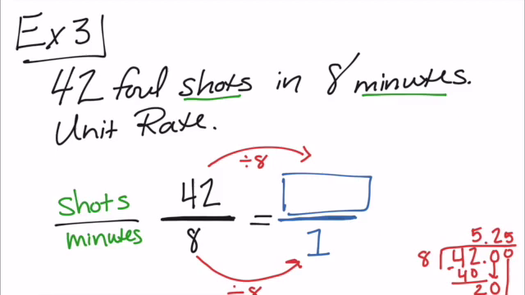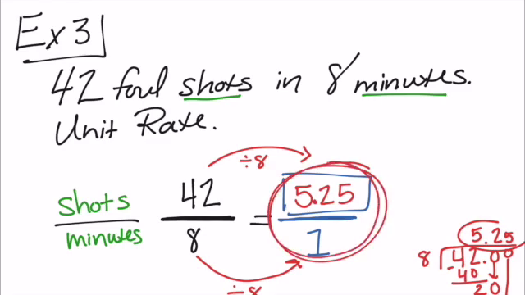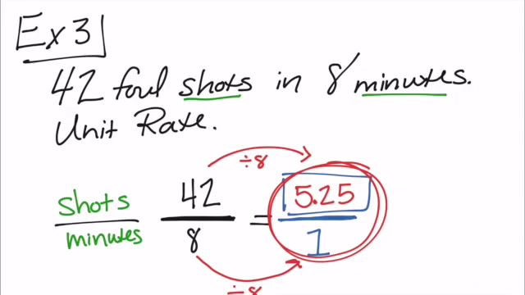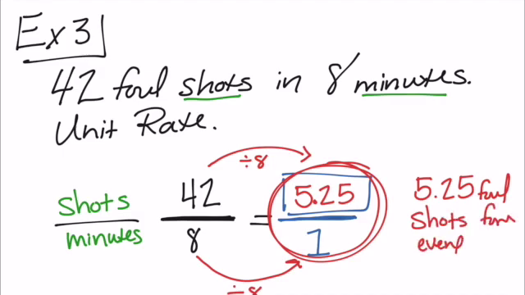So what that means is this person made 5.25 shots for every 1 minute. That's our unit rate, 5.25 shots per minute. So if you had to explain your answer, you would use the sentence, for every blank, there are blank. So in this case, that would be 5.25 foul shots for every 1 minute, or per minute.